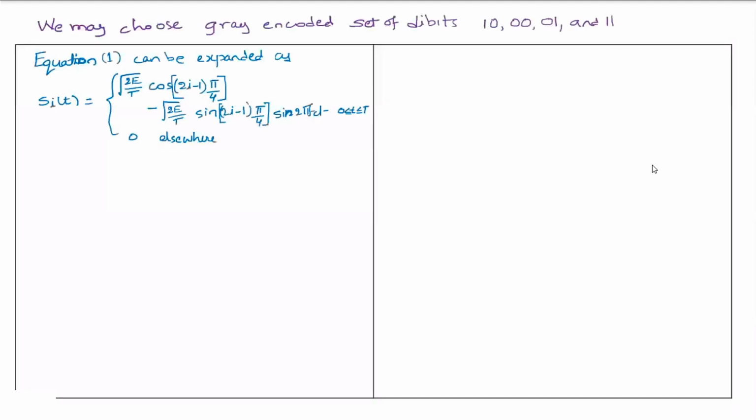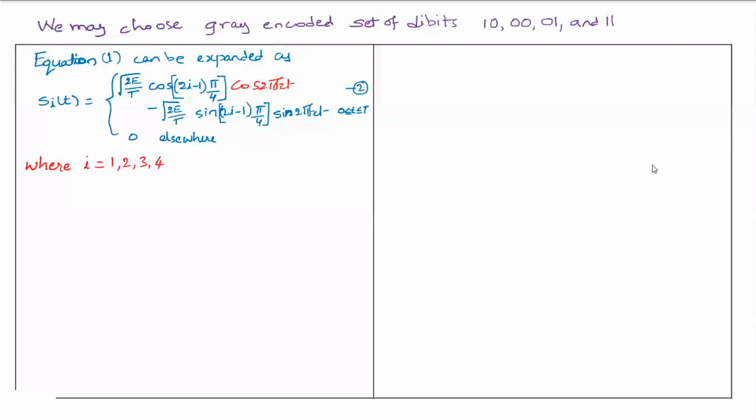So here I missed out cos 2 pi fct, right? If I expand cos(a plus b), I'll get cos a cos b minus sin a sin b. It's just an expansion of equation 1 that we had. So square root of 2E by T cos((2i minus 1) pi by 4) cos 2 pi fct, minus square root of 2E by T sin((2i minus 1) pi by 4) sin 2 pi fct, where i equals 1, 2, 3, 4.